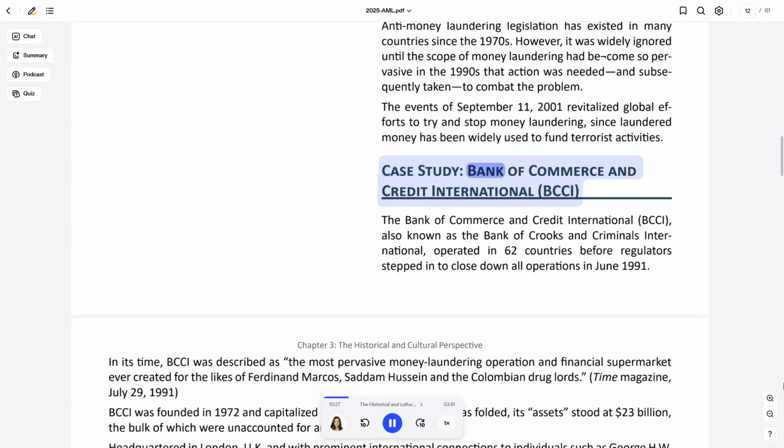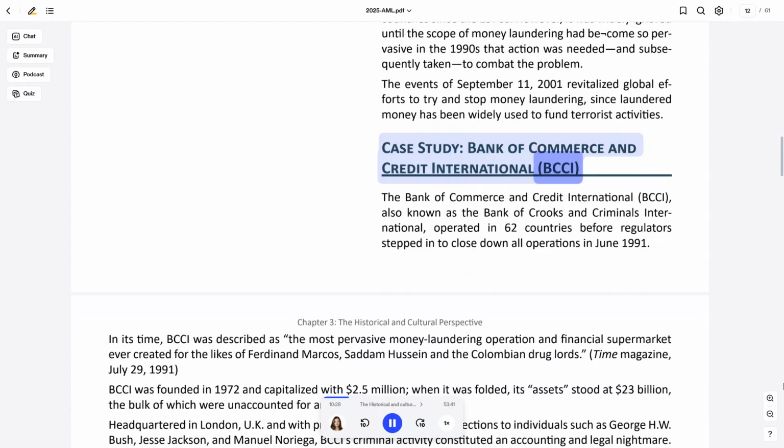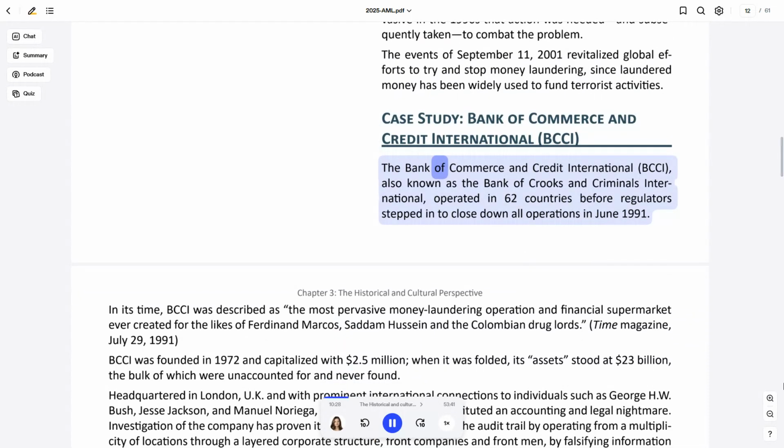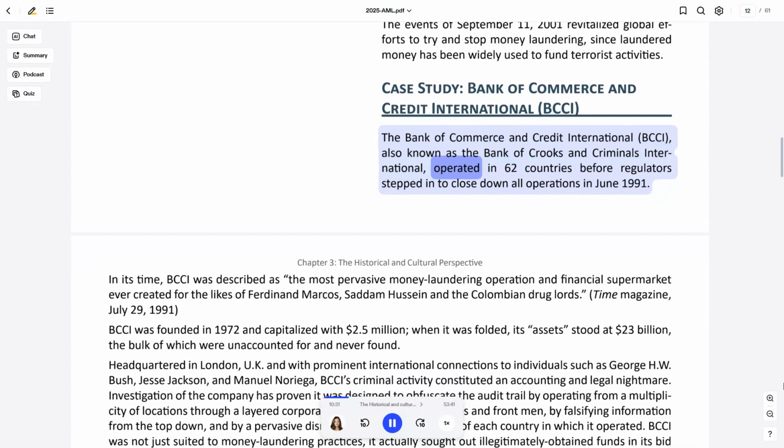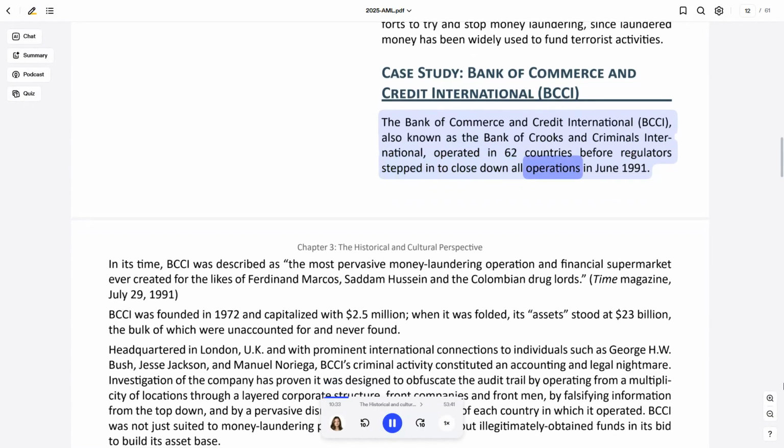Case study: Bank of Commerce and Credit International (BCCI). The Bank of Commerce and Credit International, also known as the Bank of Crooks and Criminals International, operated in 62 countries before regulators stepped in to close down all operations in June 1991.